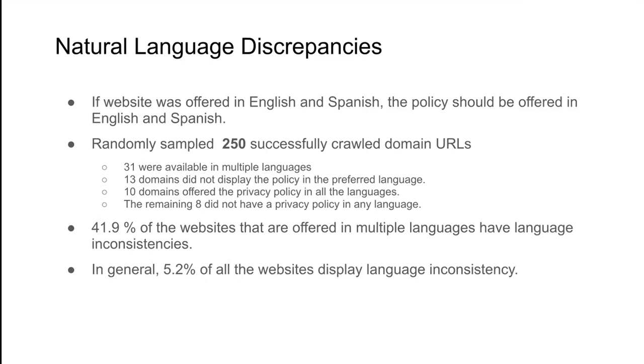And so we checked if this was the case, and we randomly sampled 250 successfully crawled URLs. And we found that 41.9% of the websites that are offered in multiple languages have some sort of language inconsistencies. And in general, about 5.2% of all websites display some sort of language inconsistencies.